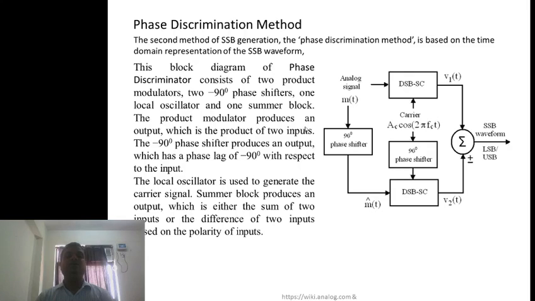The product modulator produces an output which is the product of its two inputs. The minus 90-degree phase shifter produces an output which has a phase lag of minus 90 degrees with respect to the input.